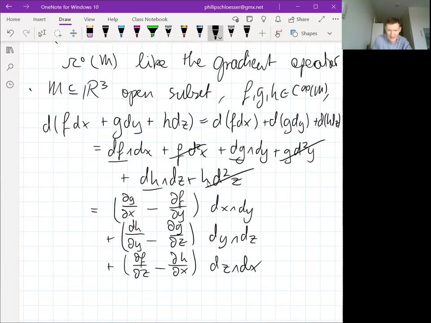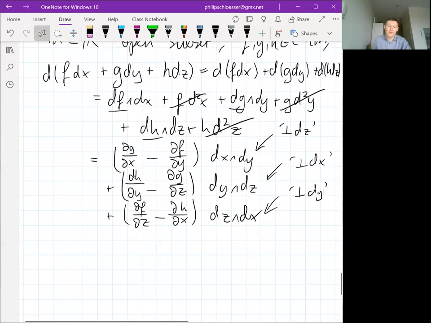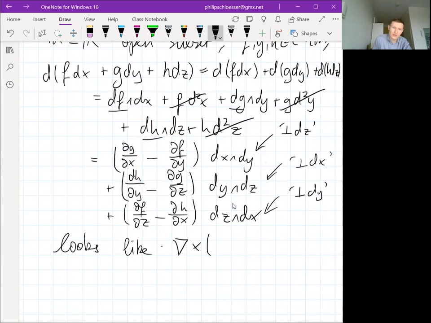And also note that this thing is in a certain sense perpendicular to dz. This would be perpendicular to dy, sorry, x, y, z, y, z, x. And this is sort of perpendicular to dy. So this looks a lot like the curl. I guess we could write it as the curl of (f, g, h).